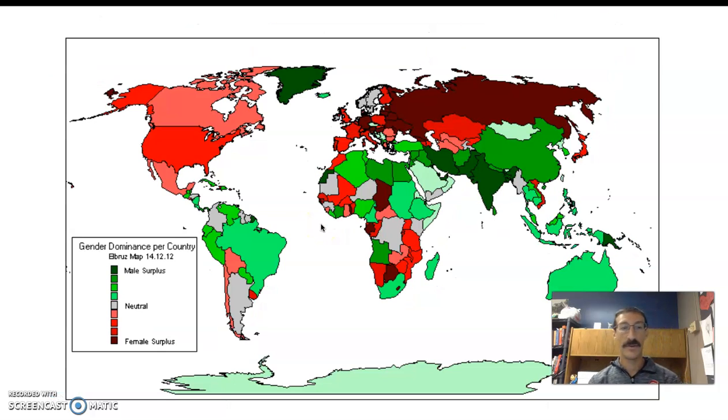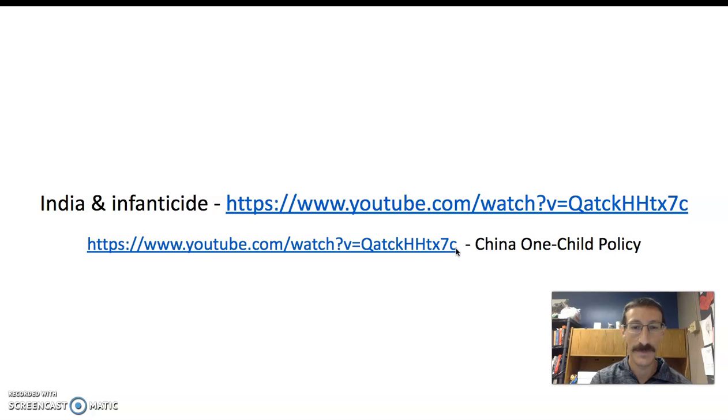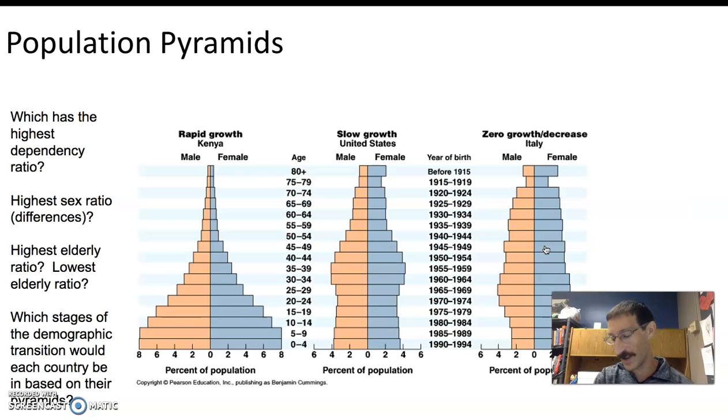All right. Then we have our gender dominance. So again, looking more at sex ratio. This time it breaks it down more based on if there's a male surplus in the green, female surplus in the red. Okay, dark red means there's way more females. Dark green means there's way more males. So again, something to keep in mind, and these are things we're going to talk more about in class. Again, India and the issue of infanticide, and then the China one-child policy.